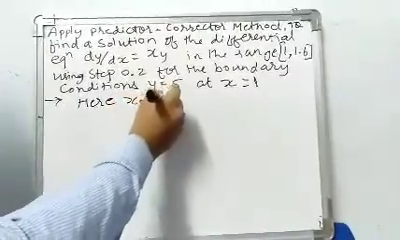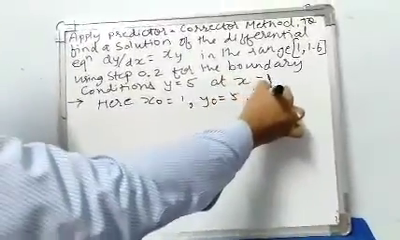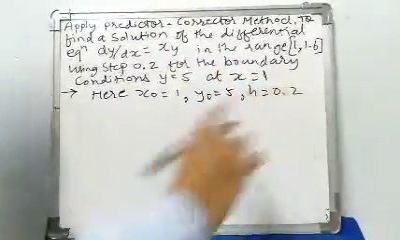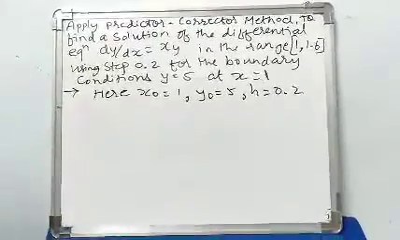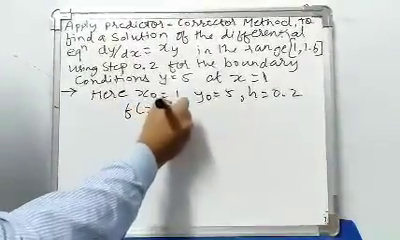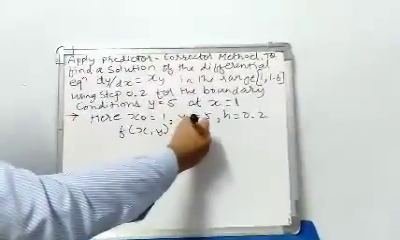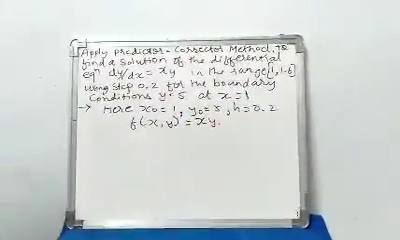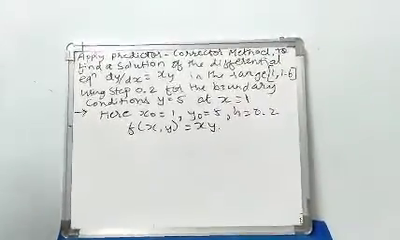So here x0 is equal to 1, y0 is equal to 5, h equals 0.2, and f of x,y is equal to xy. So these are the conditions. We have to apply the predictor and corrector method.